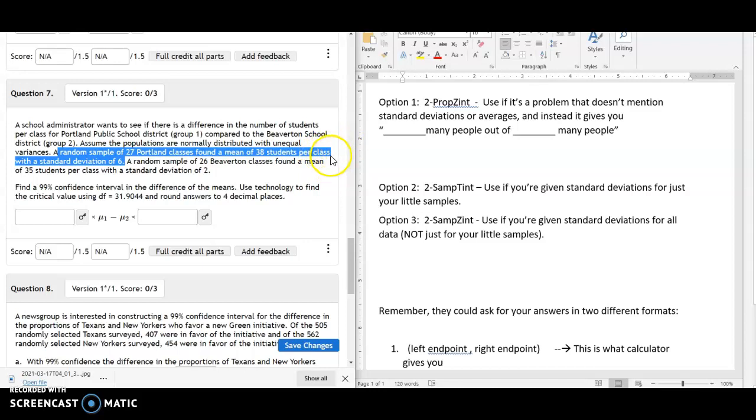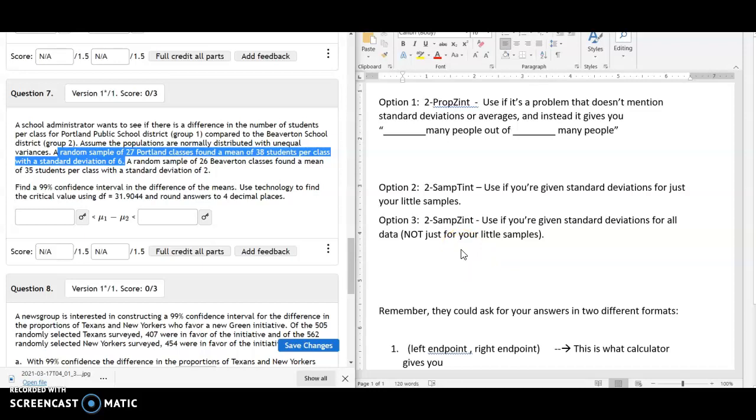And then if it said, based on all Portland classes, we calculated a standard deviation of 6. Okay? If it was stated that way, that the standard deviation was based on all Portland classes, then you would be using the 2-SampZInt. Okay? So it's a very subtle difference, but it's all about where your standard deviation comes from.